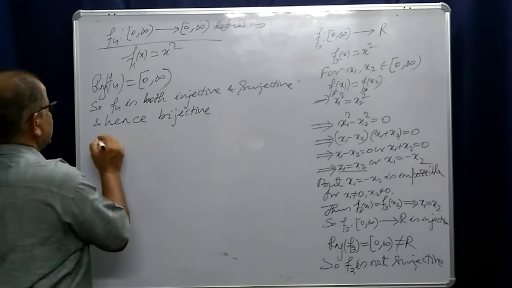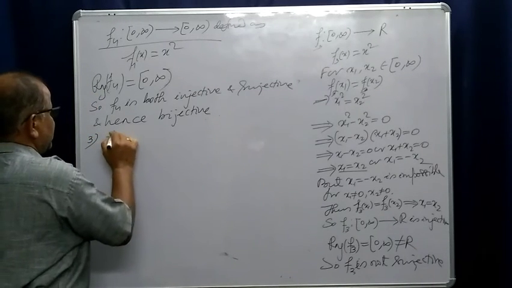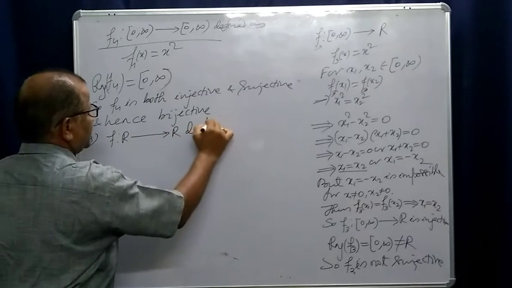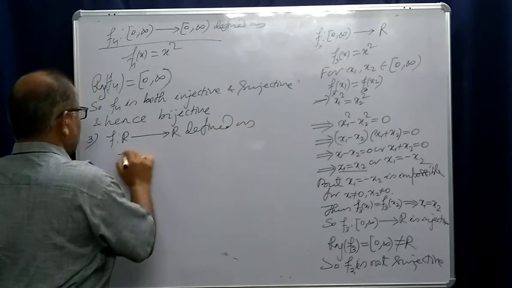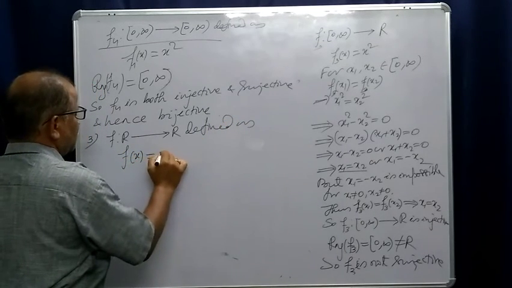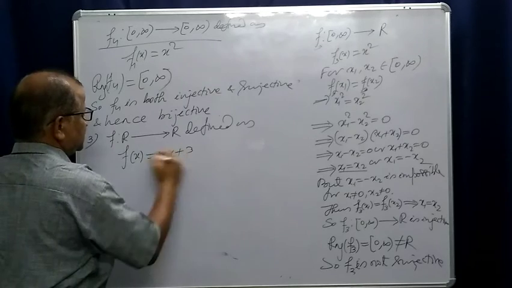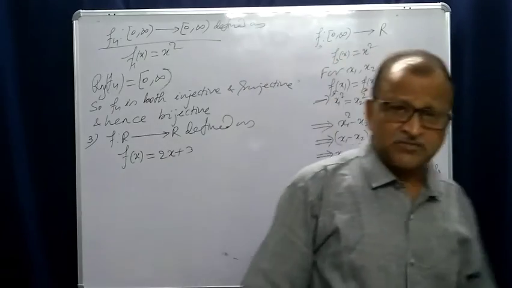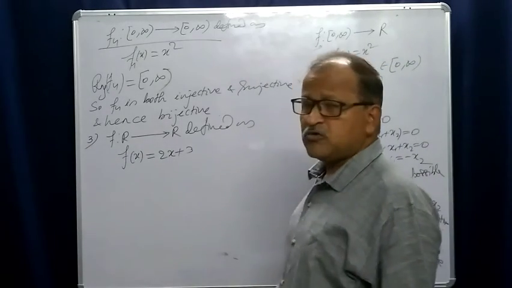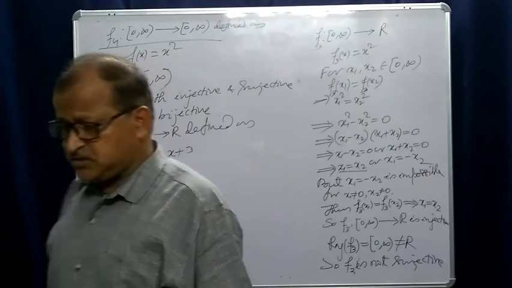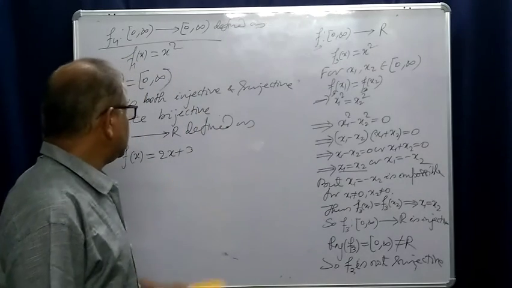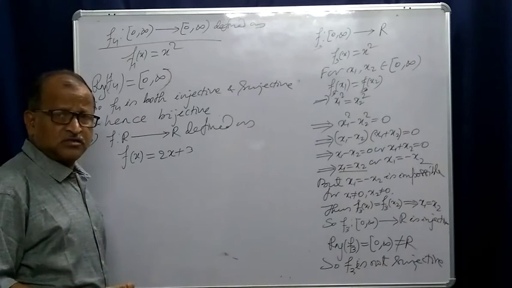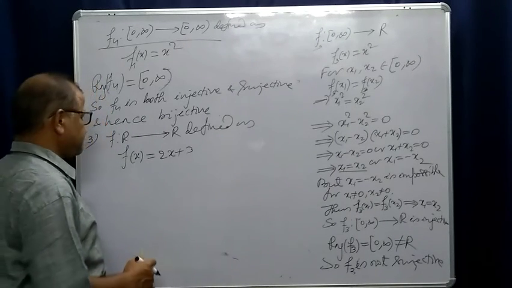You take another, suppose f is a function from R to R defined as f(x) is equal to 2x plus 3, right? It is a linear polynomial function, first degree polynomial, right? f(x) is equal to 2x plus 3. Yes, we can say that it is. Let us test whether it is injective or not, whether it is surjective or not.